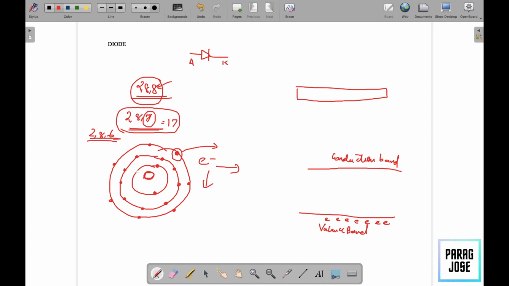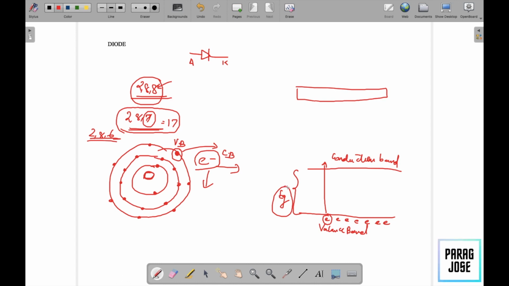Therefore the nucleus will attract this electron very strongly towards it, and it will require a very high energy to have this electron released. That is, we have to release it from the valence band to the conduction band, which is the free motion of electrons. That is why this energy gap plays a very important role in the operation. So if I want this electron to be released to the conduction band, I should exert a large amount of energy to it.